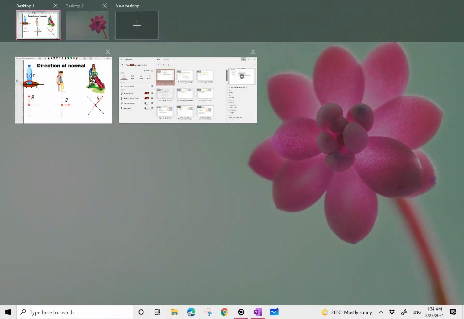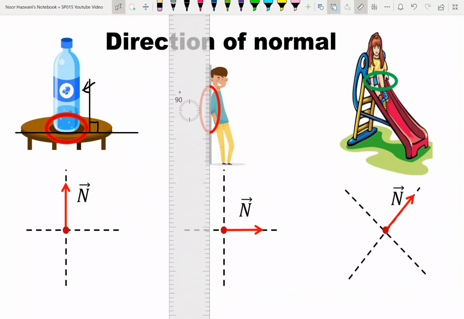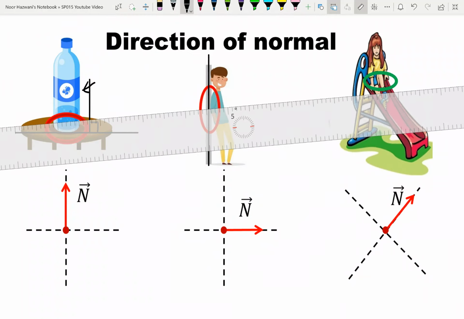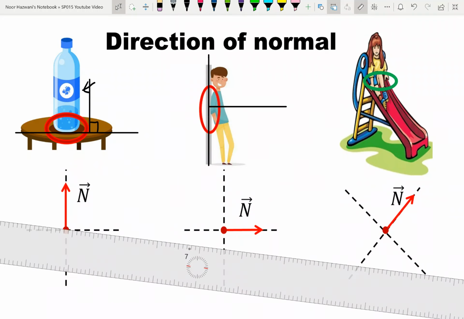Okay, sekarang pula, orang ni dia bersandar pada dinding. So kita punya dinding tu is the surface. Kalau 90 degree, dia akan jadi macam ni, 90 degree kepada surface. That's why kita punya normal ke arah kanan.